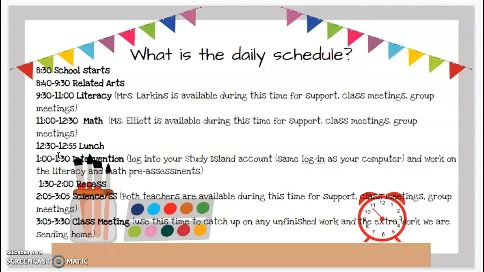And then from 11 to 12:30, my homeroom will go to Mrs. Elliott's room. And that's when she will be available to you all for support, class meetings. Whenever she has her Google Meets, it will be during your math time. So now if you're in Mrs. Elliott's homeroom, just flip-flop those. You'll have her from 9:30 to 11 and she will support you, and then you'll have me from 11:30 to 12:30, and that will be the time you can reach out to me.